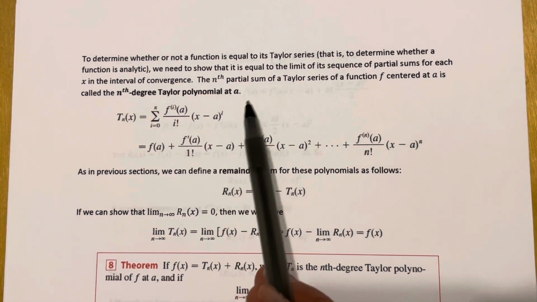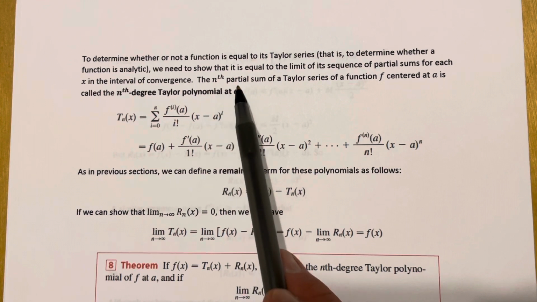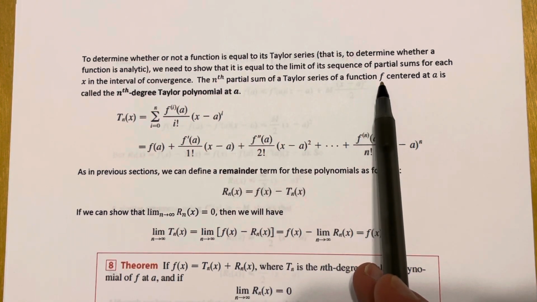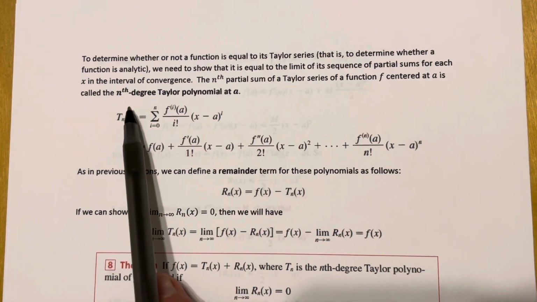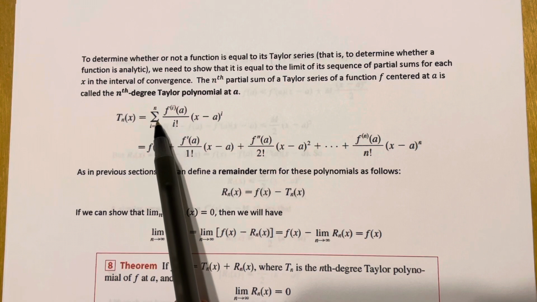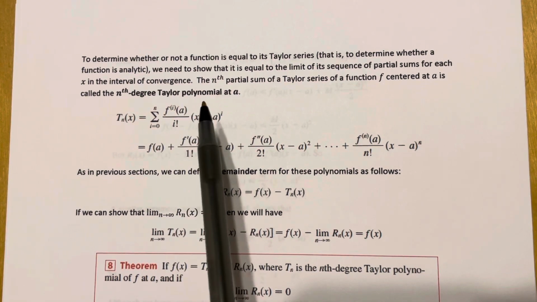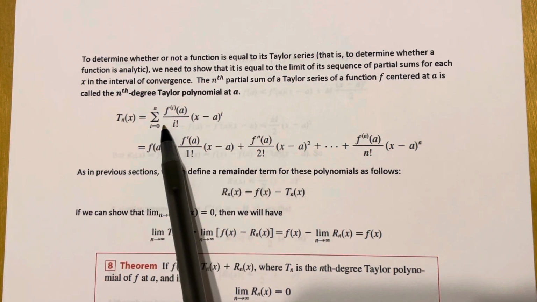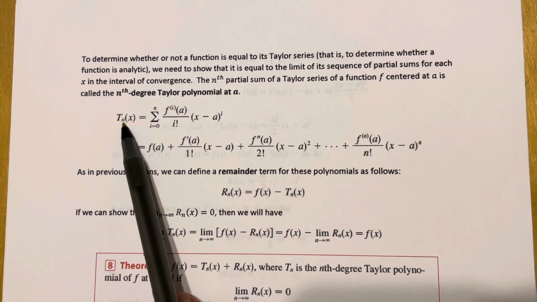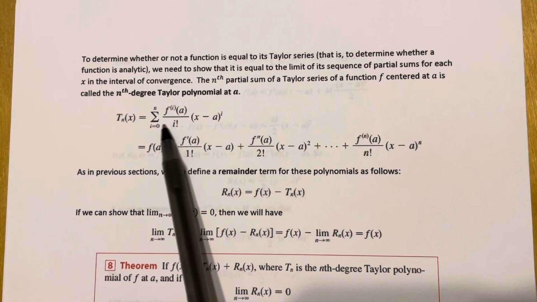Okay, so to do that, we're going to define the nth partial sum of some Taylor series of a function f centered at a as what we call the nth degree Taylor polynomial. So basically that's when we take a Taylor series and we cut it off somewhere, so we're only looking at a partial sum. This is the notation we use, capital T with a subscript of n. That's Tn, or the nth degree Taylor polynomial. It's defined to be this.